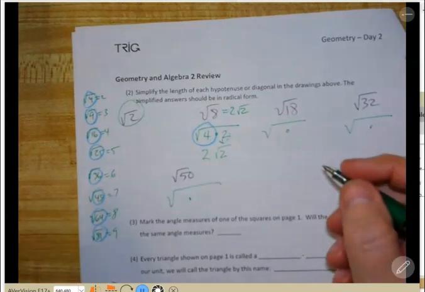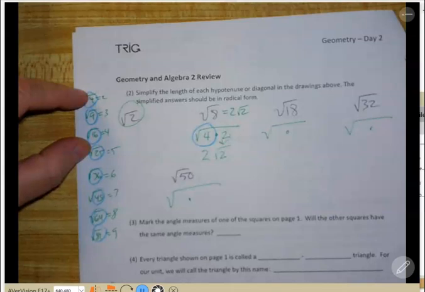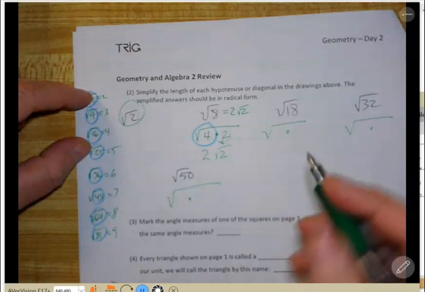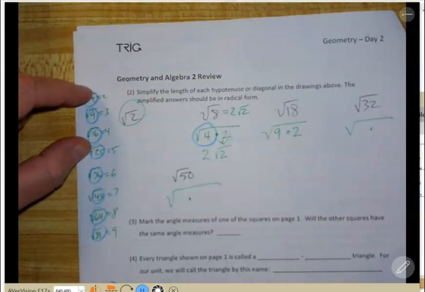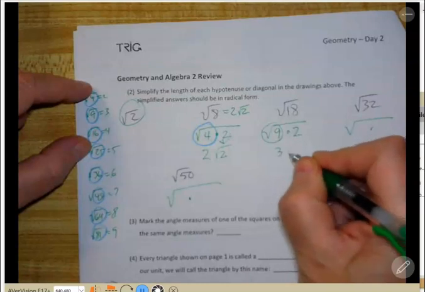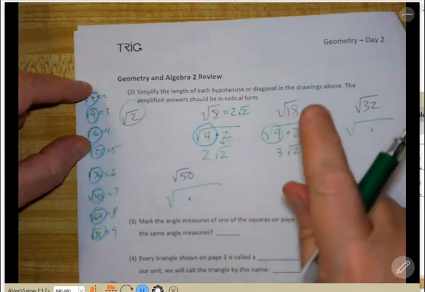So for 18, you have three choices: 4, 9, or 16. Those are all the numbers smaller than 18. And 9 works here. 9 times 2 is 18. So the square root of 9 is 3. And so this simplifies to 3 root 2, because the 9 can be replaced with 3, and the 2 stays underneath the radical.